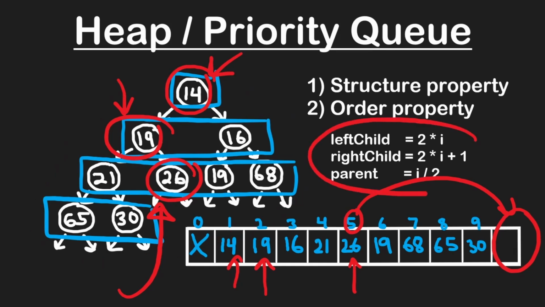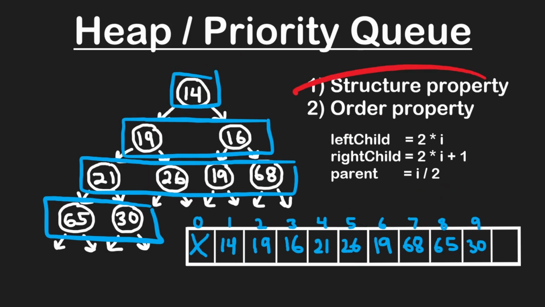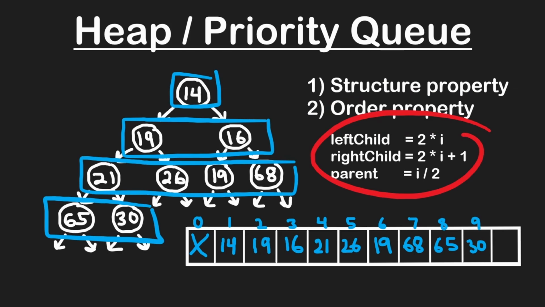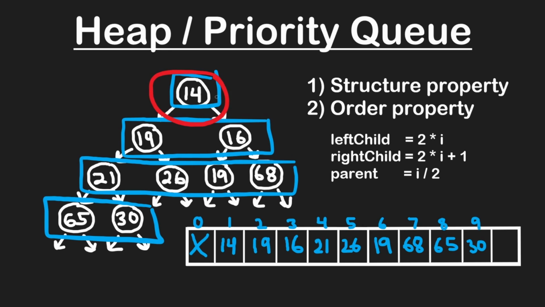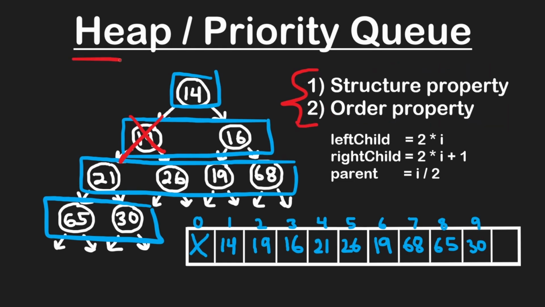As long as you have these properties, you can traverse it as if these were pointers. So this is kind of a good introduction to heaps, the structure property, the order, how they're implemented using arrays. Next, we're going to talk about how we can actually insert values into a heap and remove values from a heap while maintaining the structure and the order properties, because that's very important. Without these properties, we don't have a heap anymore.